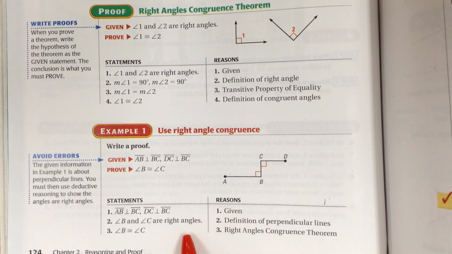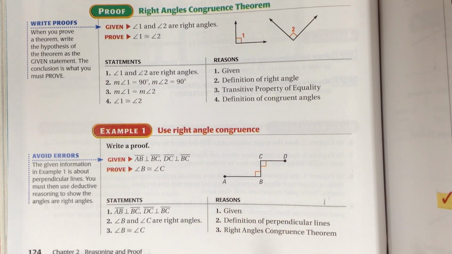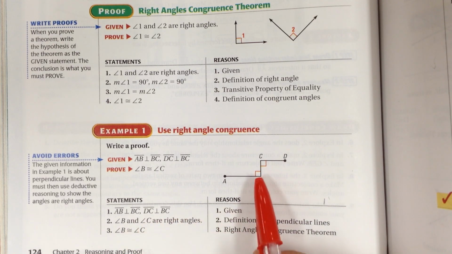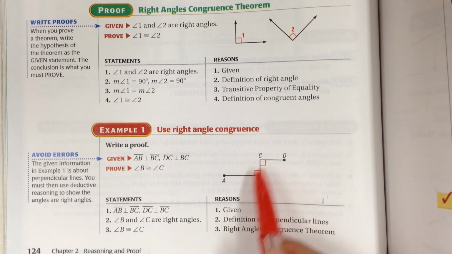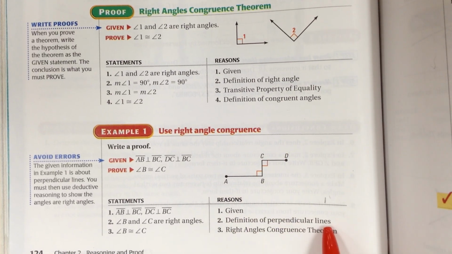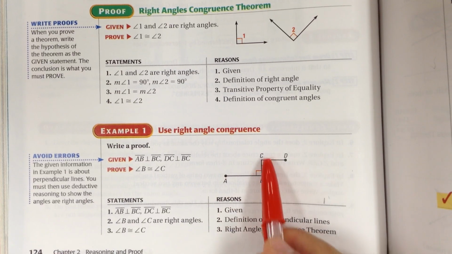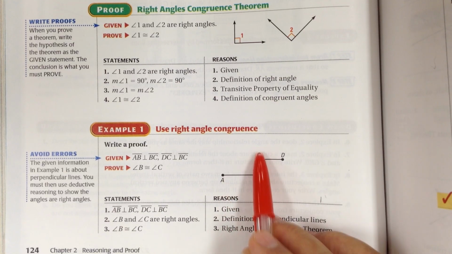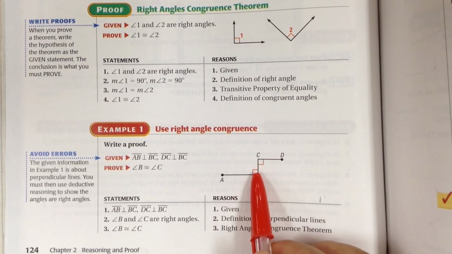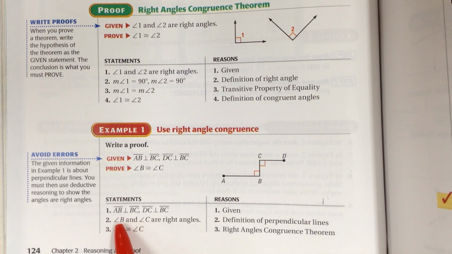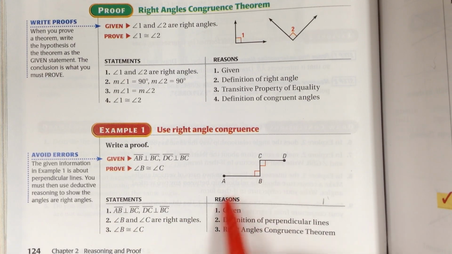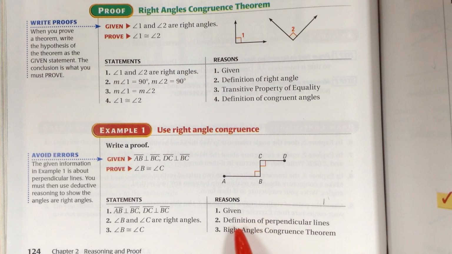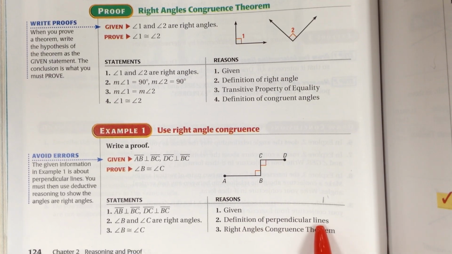The next step, after that, is to use definitions. When you don't have anything else to go on, try to use definitions. So you can say that angle B and angle C are right angles. That's the definition of perpendicular lines. When two segments or two lines are perpendicular, they form right angles. So that's where this came from. Angle B and angle C are right angles because they're formed by perpendicular lines.